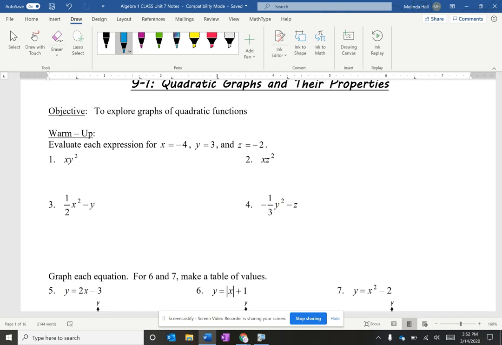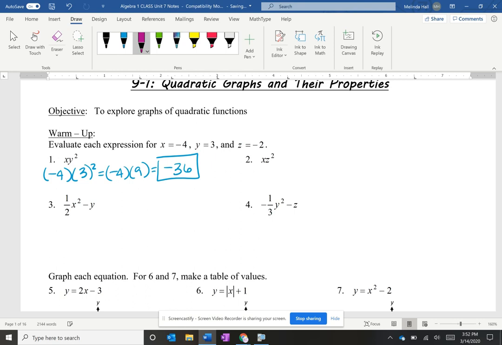So if I have xy squared, I would plug in -4 for x. And then for the y, I'd plug in 3. And so then, because we have to follow order of operations, we would have -4 times 9, because 3 squared is 9. And then -4 times 9 would give us -36.